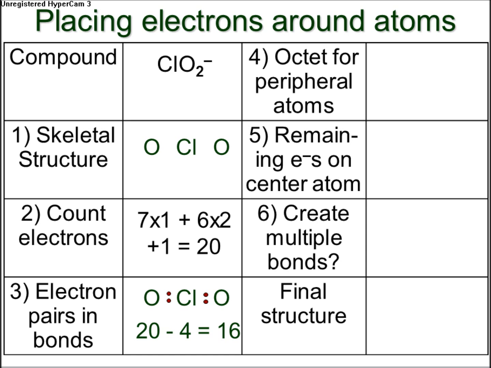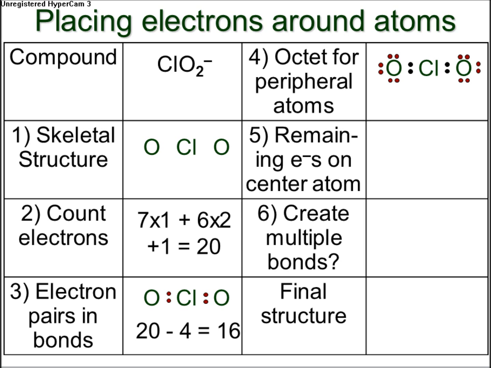Now, moving down to the electron pairs in bonds, you see that they have done a little pre-octet. All they have there is the single bonds represented. And the math is 20 total valence electrons, minus 4 electrons used in the bonds, is equal to 16, which is how many electrons we have remaining. Now, once we're done with the bonds, let's move on to the periphery atoms, where we can get rid of some of those leftover electrons.